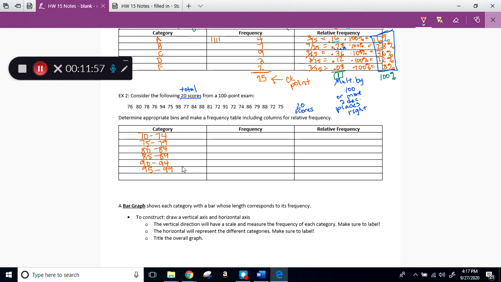Okay. Frequency. Now here's where I think it's a little bit harder to see, but you're going to count up the numbers that are from 70 to 74. Well, there's a 72 and a 72, 74, 72. Now, we're not going to include 75. We're just going to do those. So there's 4 of those.